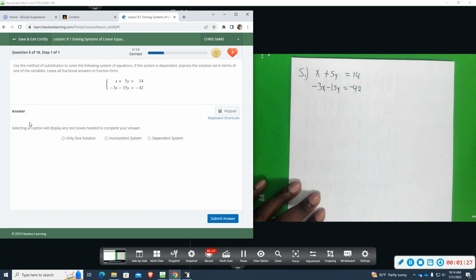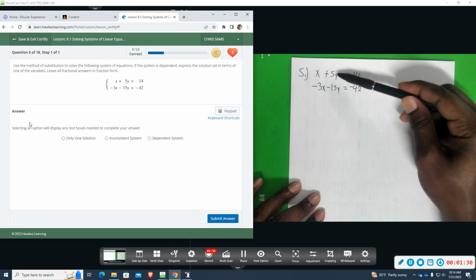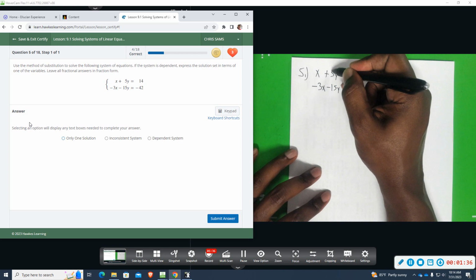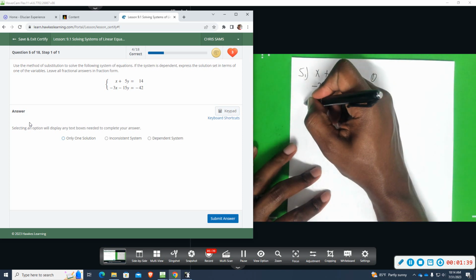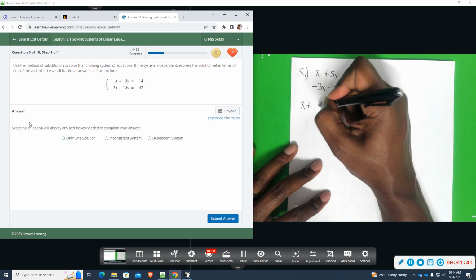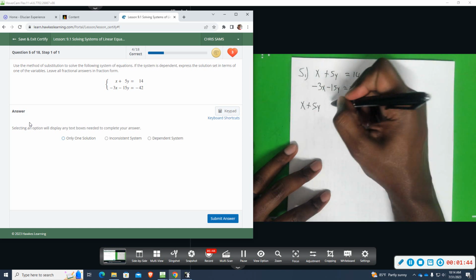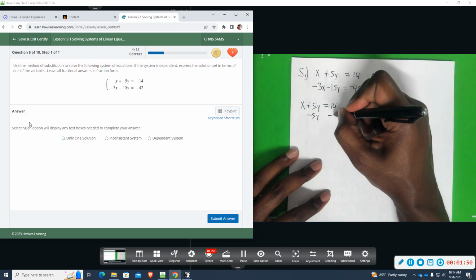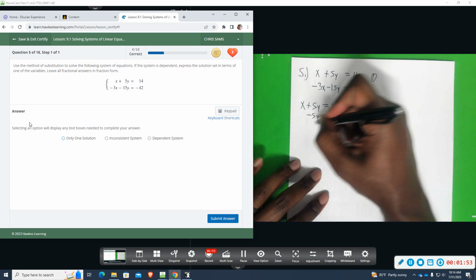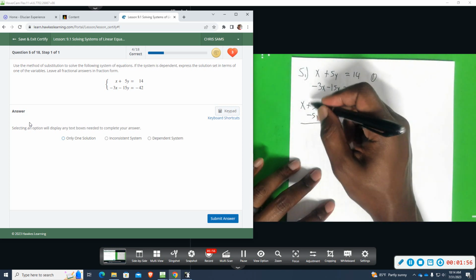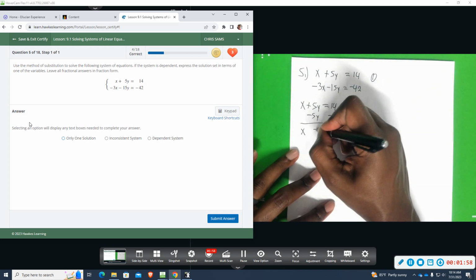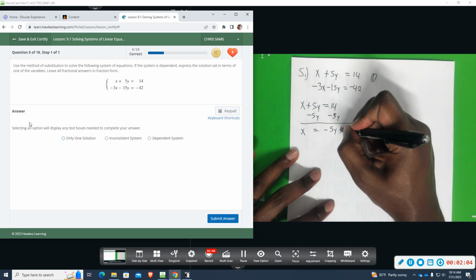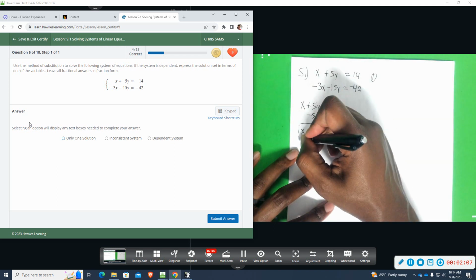So to do substitution, I need to isolate one of the variables. So I'm going to use equation number 1, the first one. I'm going to move the 5y over, and then I'm going to substitute. So I have x plus 5y equals 14. I'm going to subtract 5y from both sides. This will give us x equals negative 5y plus 14. Okay, so this is what x is equal to.